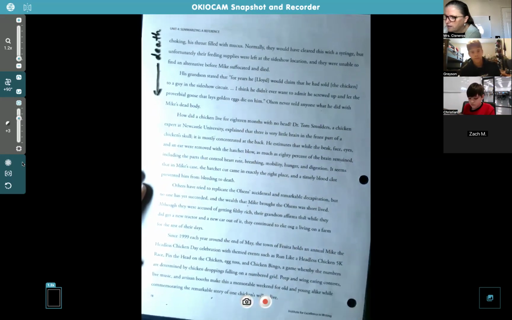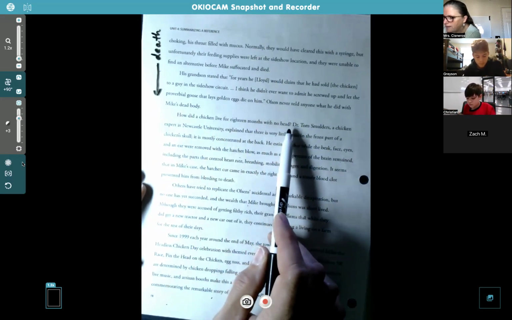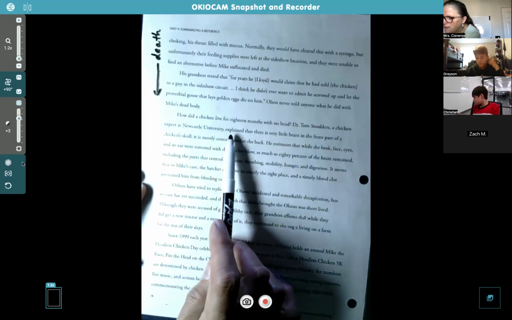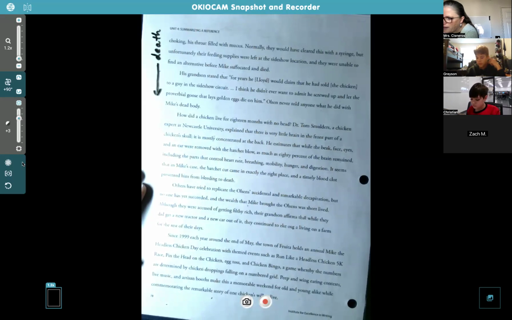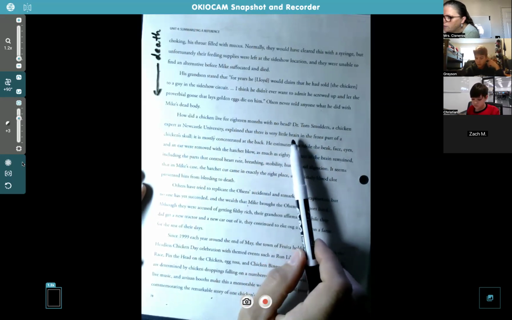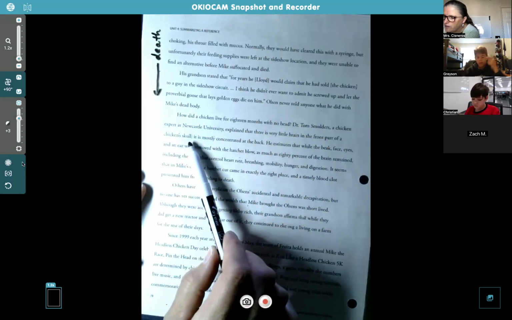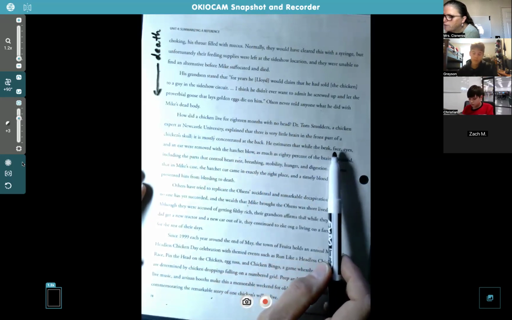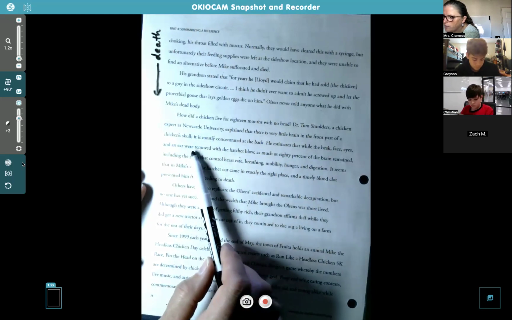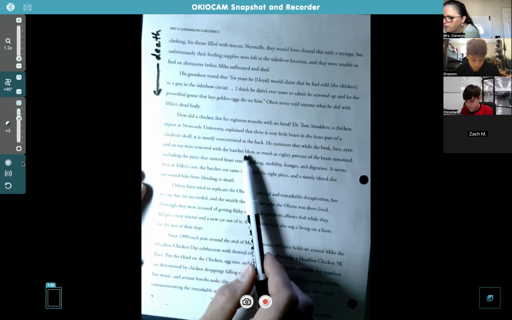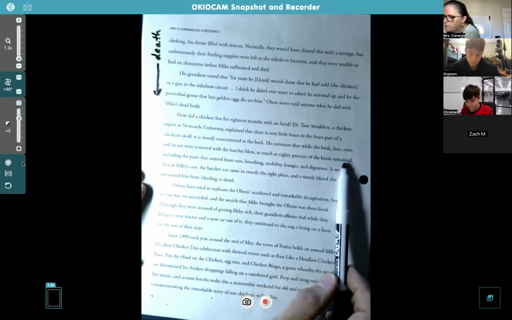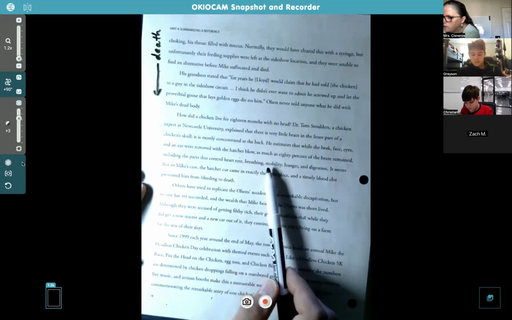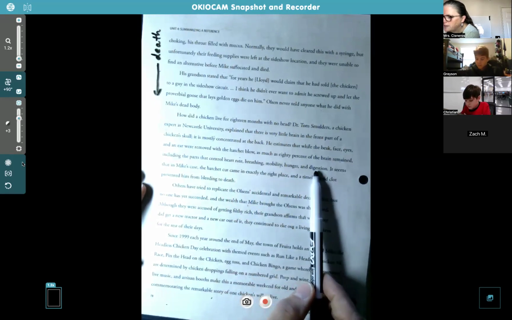How did a chicken live for 18 months with no head? Dr. Tom Smulders, a chicken expert at Newcastle University, explained that there is very little brain in the front part of a chicken's skull. It is mostly concentrated at the back. He estimates that while the beak, face, eyes, and an ear were removed with the hatchet blow, as much as 80% of the brain remained, including the parts that control heart rate, breathing, mobility, hunger, and digestion.